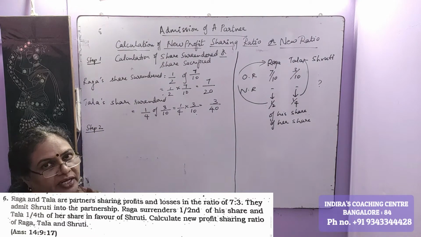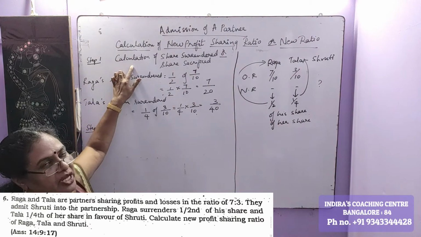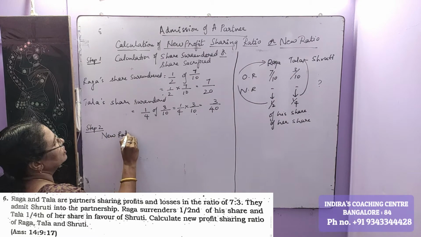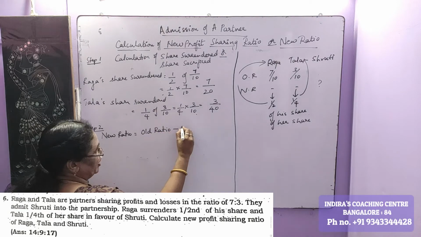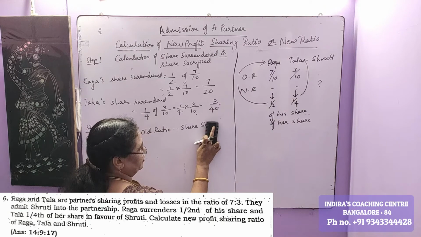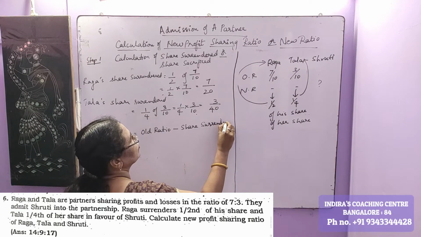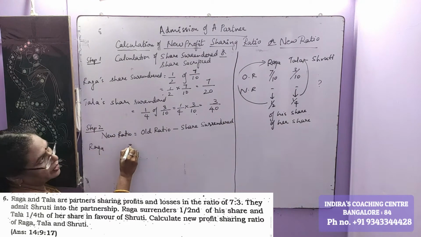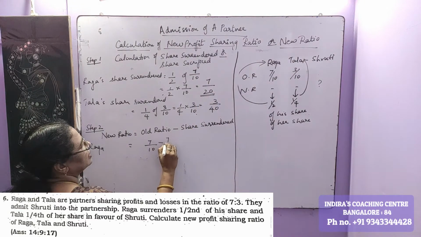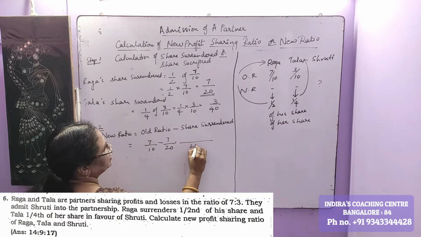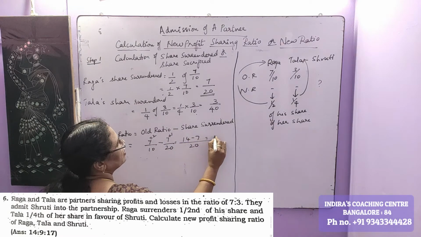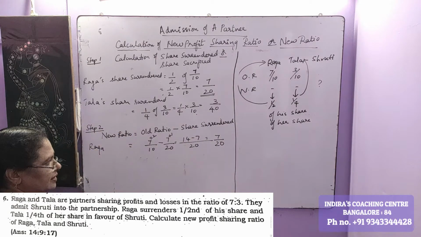Step 2, like how we calculated in the previous video. Now because we have got the surrendered share, we have the old ratio. The old ratio minus the surrendered share will give you the new ratio. New ratio is equal to old ratio minus share surrendered. For Raga, the old ratio is 7 by 10 minus the surrendered share we calculated, 7 by 20. LCM will be 20. 10 twos is 20, 7 twos are 14 minus 7, you get again 7 by 20.